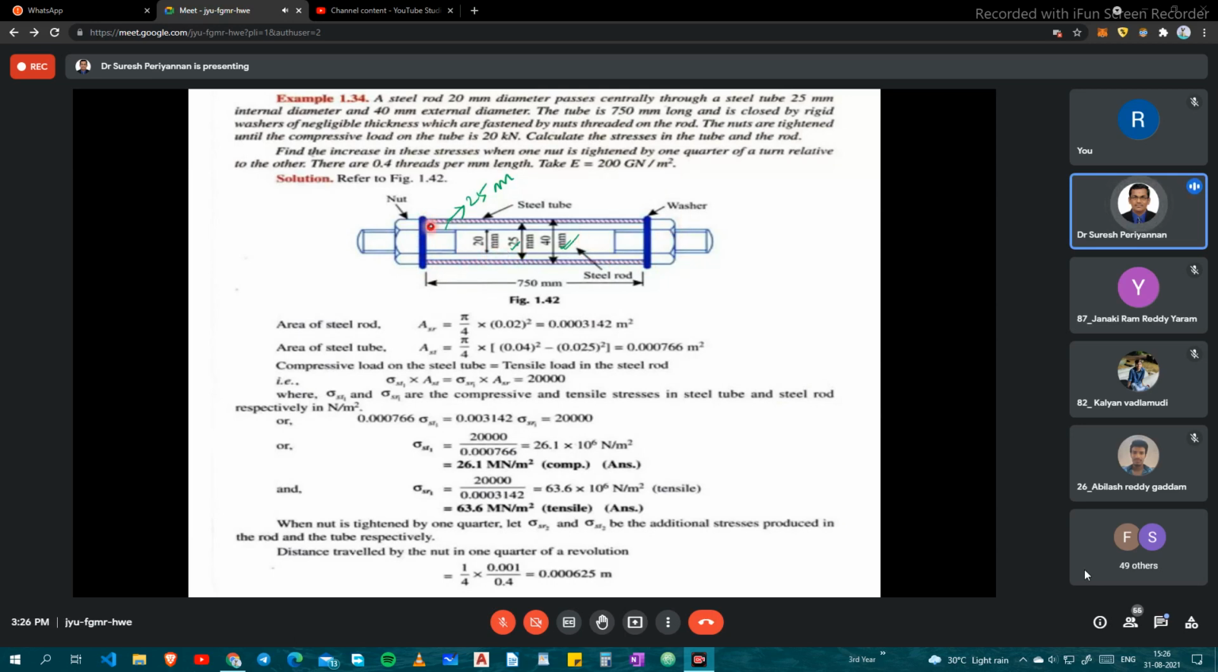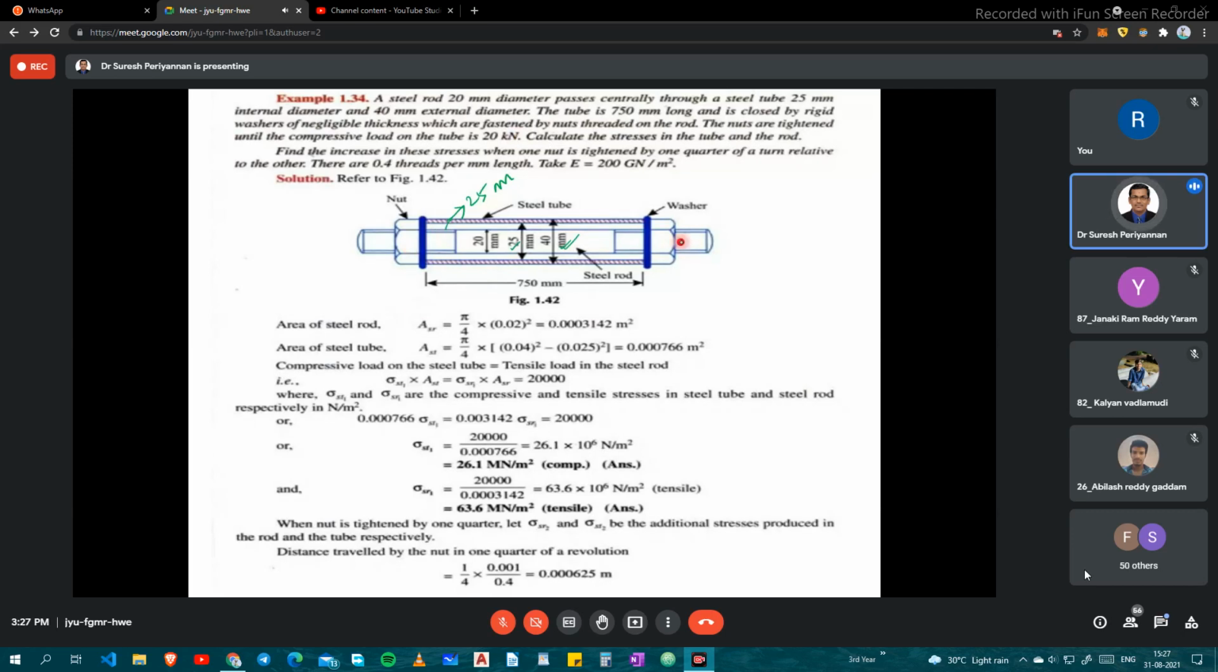Now both ends of the tube are tightened with the help of the bolt and nut. The rod end is made with a threaded portion. When you are tightening, they have given the condition: the nuts are tightened until the compressive load on the tube is 20 kilonewton. Now calculate the stresses in the tube and rod. Once the nut is tightened, a force of 20 kilonewton is acting on the tube.